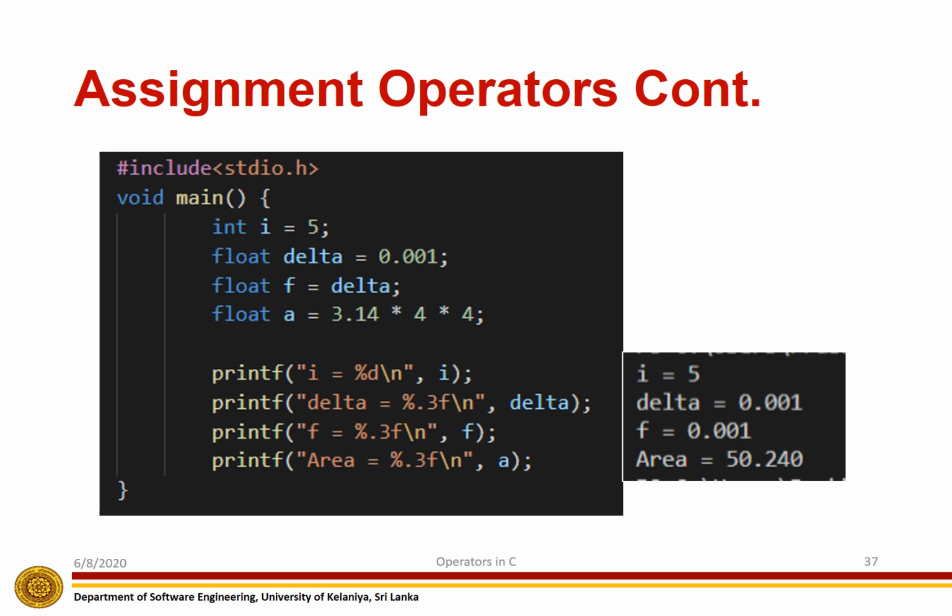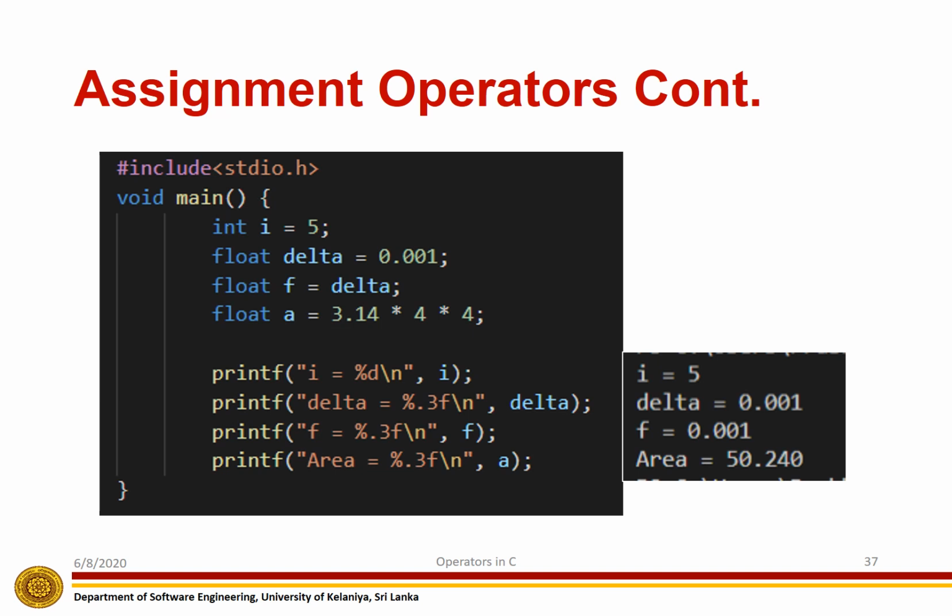Then I want to print f. In here f is equal to delta. Then the delta value will be assigned to f. So f will print as f equals 0.001. Finally the area. In area I have passed the value a. The a value is given by 3.14 multiplied by 4 multiplied by 4. The result is 50.240. So it will be assigned to area and printed.